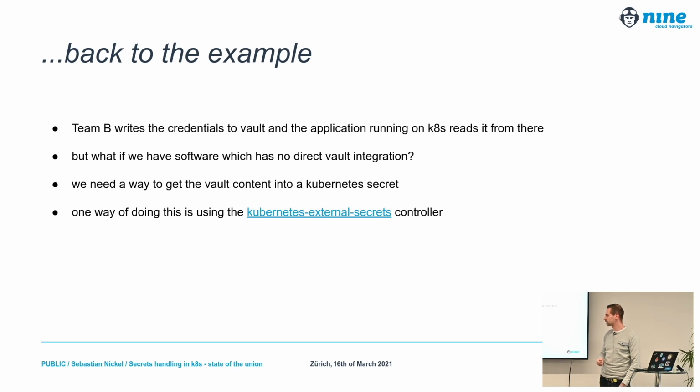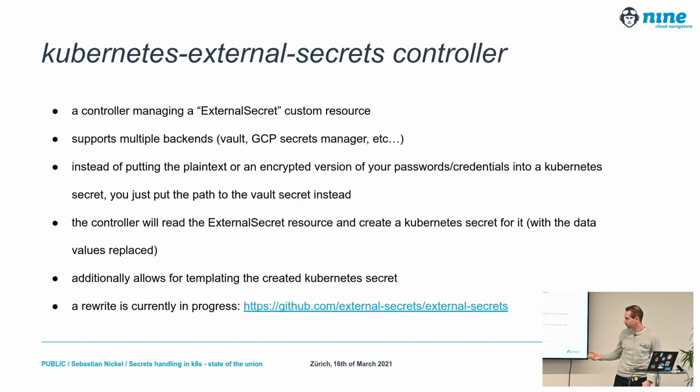One way of doing this is using the Kubernetes external secrets controller or project. What I found out yesterday is that they're currently rewriting it in Go, because there are three companies which did almost the same, so everybody developed a controller for that. Then they joined forces, and now they want to rewrite it in Go under the URL I pointed to here. So far, I took the current existing project.